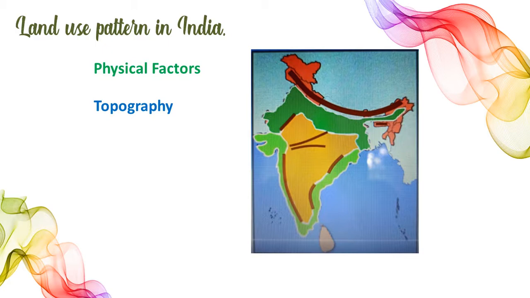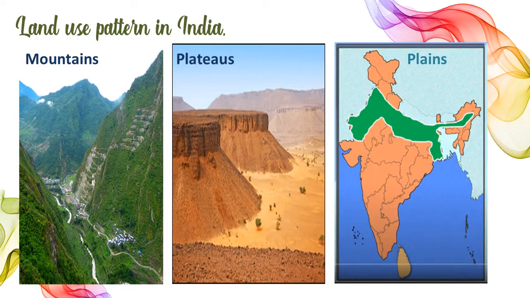Land use pattern in India. In this, the first physical factor is topography. Here you can see the picture of India which contains different relief features, that is mountains, plains, plateau and the coastal plains also. In India, we have mountains, plateaus and plains.